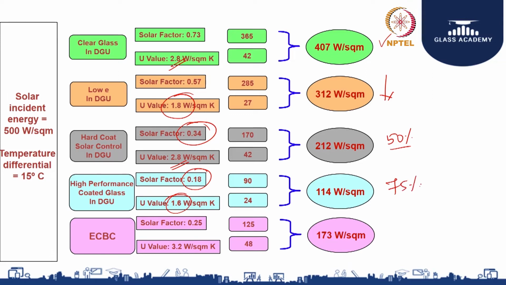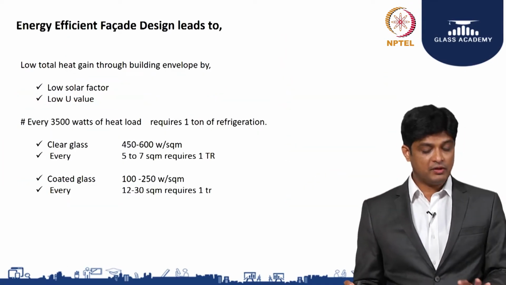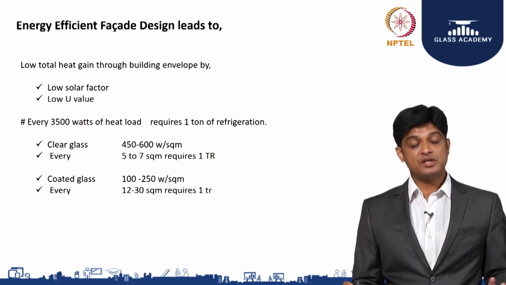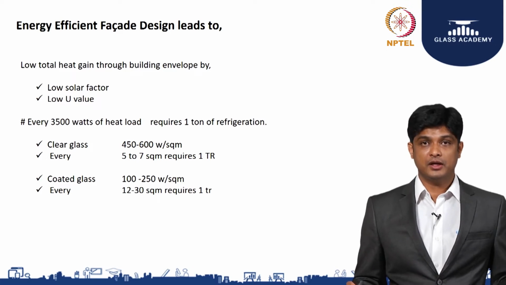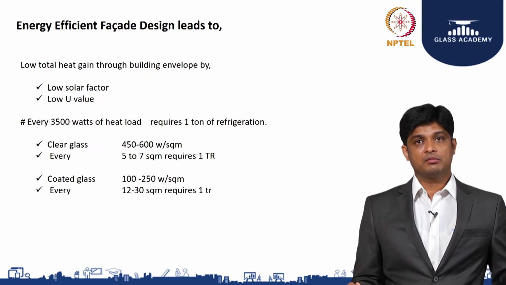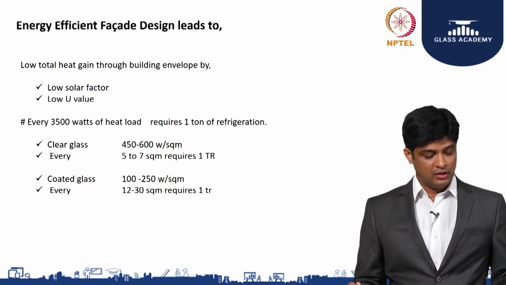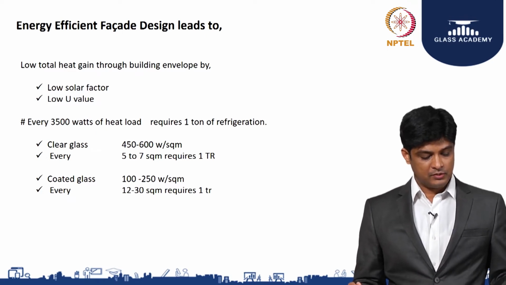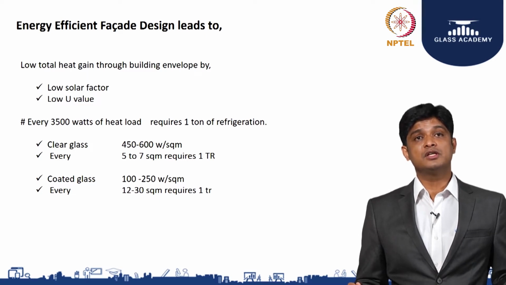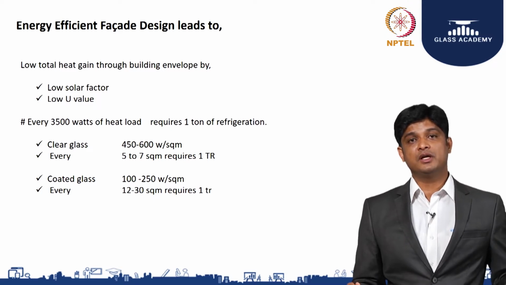Where it is going to have an impact is, with a simple example like this, for every 3500 watts of heat, we need 1 ton of refrigeration. This means if I have 5 to 7 square meters of clear glass in a building envelope, ideally I need 1 ton of air conditioning. If I want to have more facade or a higher window wall ratio, using the same 1 ton of refrigeration, I can go even up to 12 to 30 square meters of glass.